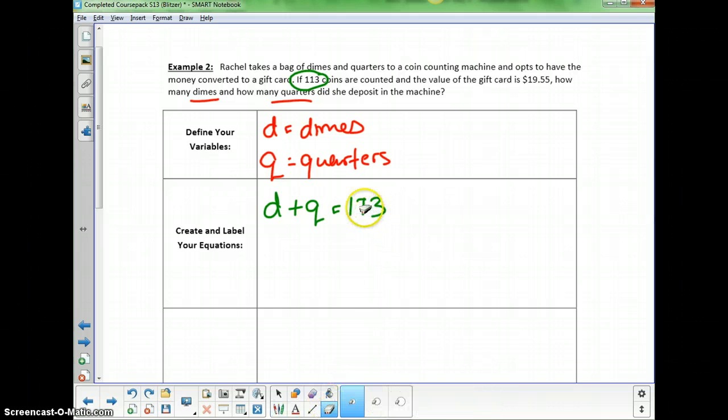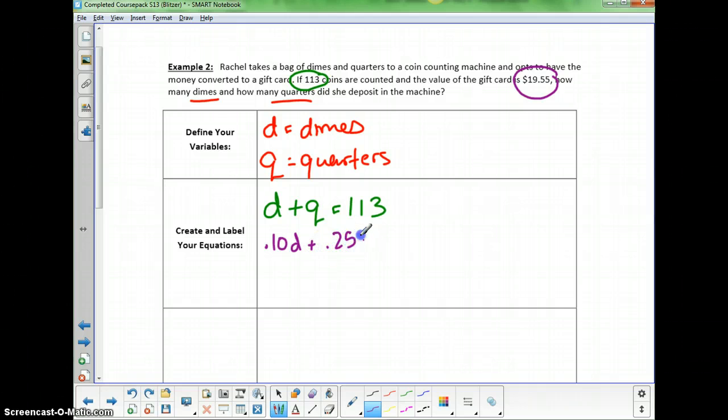That looks like a 7. It's really supposed to be a 1. Okay, and the other equation is going to come from that value. Now, the problem doesn't specifically tell us how much a dime or a quarter is worth, but we know. So we're going to say a dime is worth 10 cents, so 10 cents for each dime, plus a quarter is worth 25 cents, so 25 cents for each quarter. It's going to give me that total of $19.55.